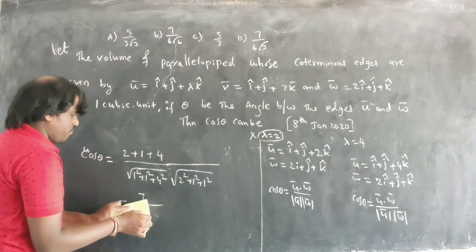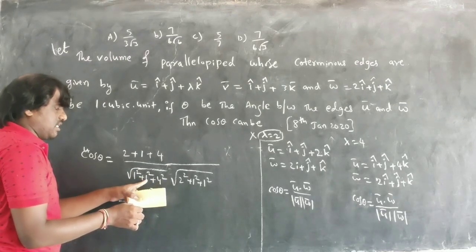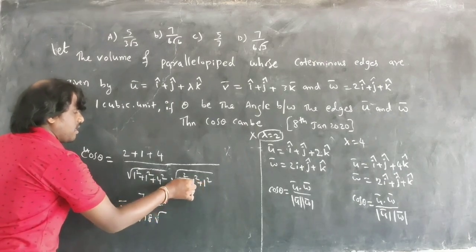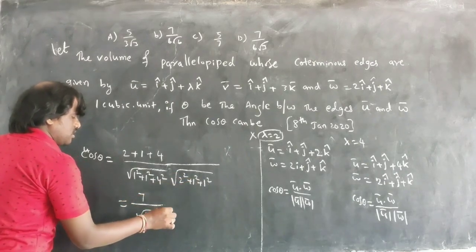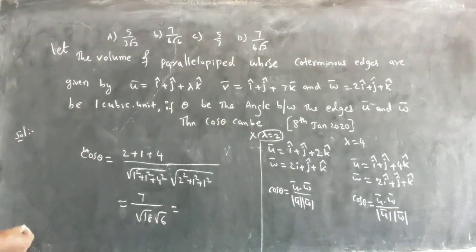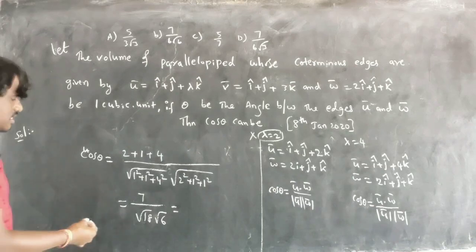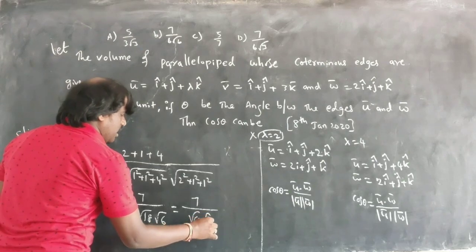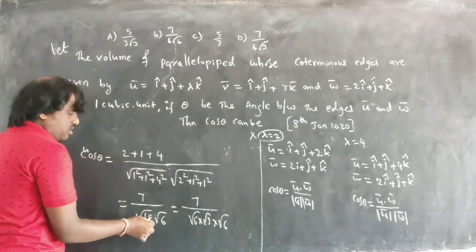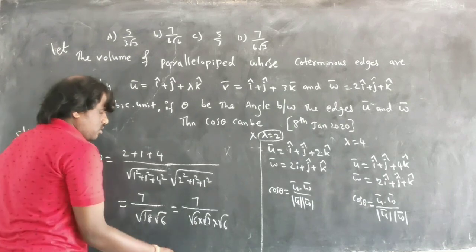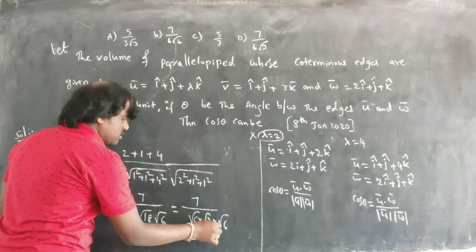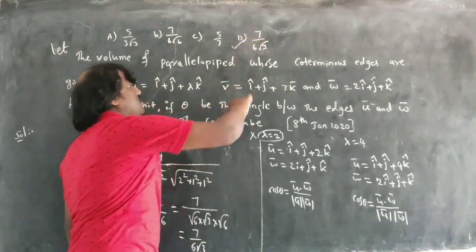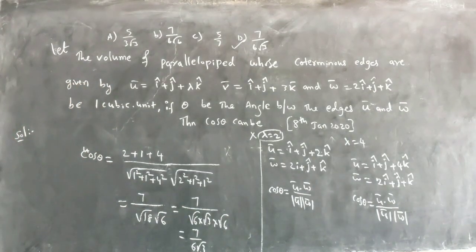So this one is what here? 4 square is 16, 16 plus 1 is 17, 17 plus 1 is 18, root 18. The other one is 4 plus 1 plus 1, that is 6. So 7 upon root 6 into root 18. This can be written as 7 upon root 6 into root 3 into root 6, since the square root of 6 into 3 is 18. So I get 7 upon root 6 into root 6 is 6, 6 root 3. 7 upon 6 root 3 is the right answer, so D is the right answer. This is the way to deal with this problem.